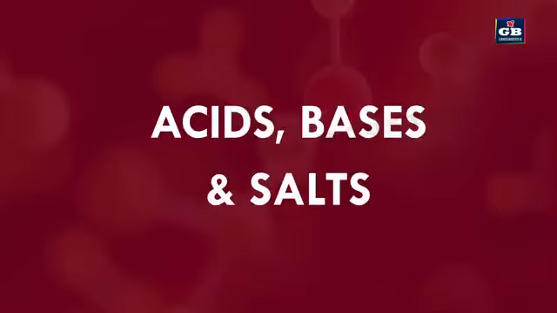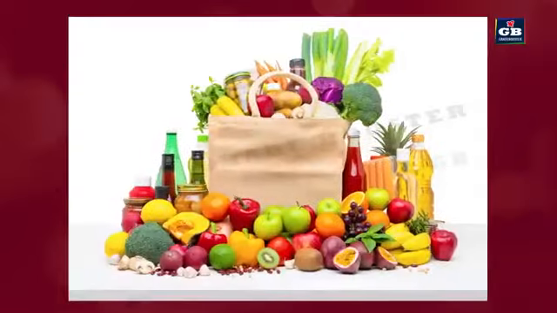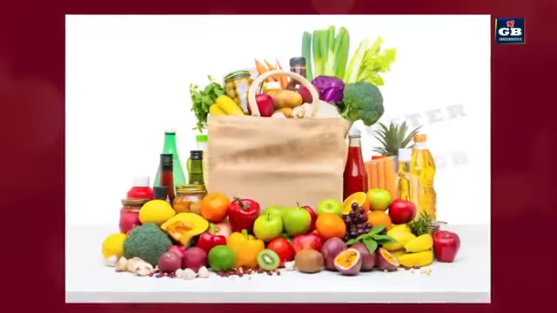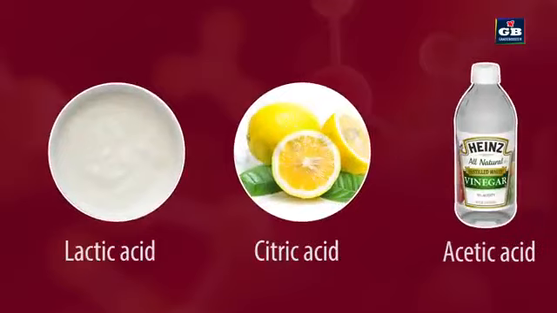Acids, bases and salts. Acids are the chemical compounds that are sour in taste. Acids are present in many things that we use in our daily life. Curd has lactic acid, lemon has citric acid, and vinegar has acetic acid in it.